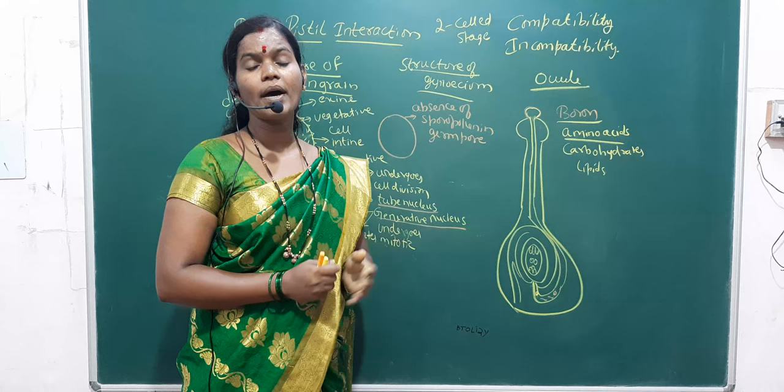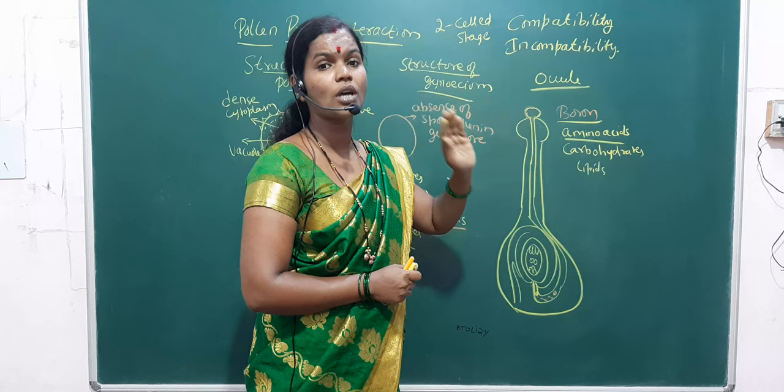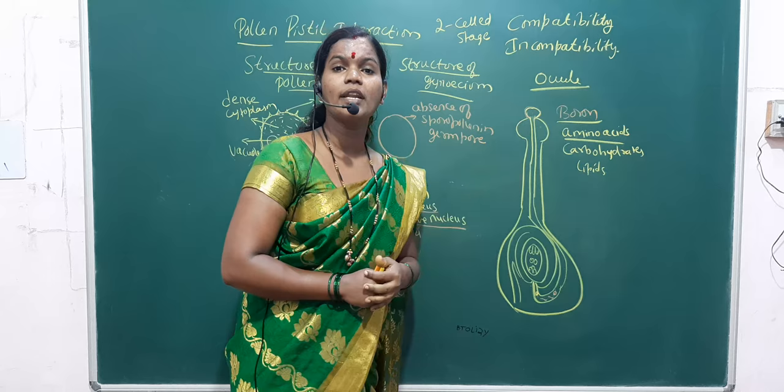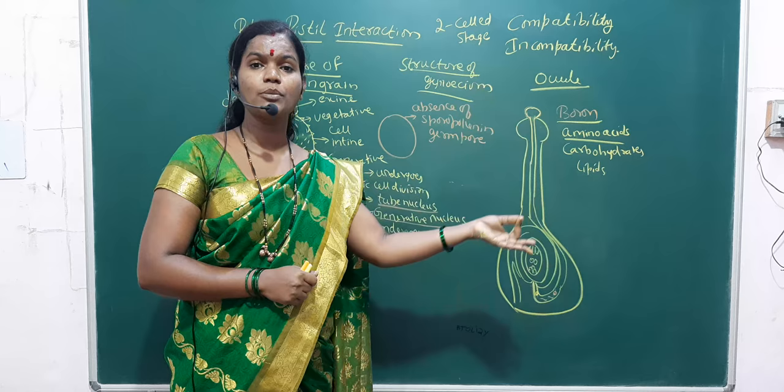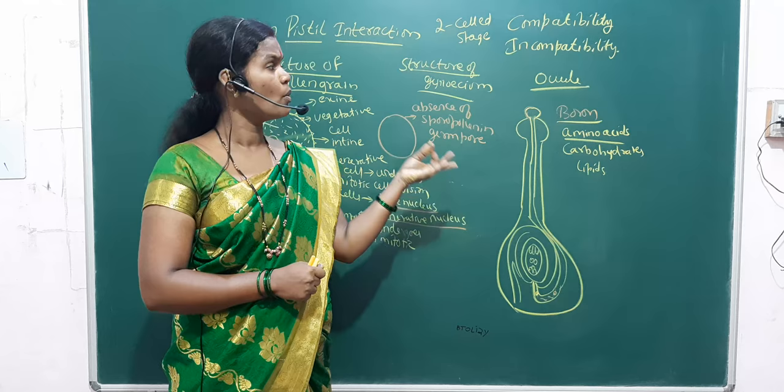Incompatibility means the pollen grain is failing to germinate on the stigma due to various reasons. Maybe the maturation does not occur, maybe the chemical component is not matching, maybe the pollen grain is of different species and the stigma is of different species. Various reasons will be there for this concept.